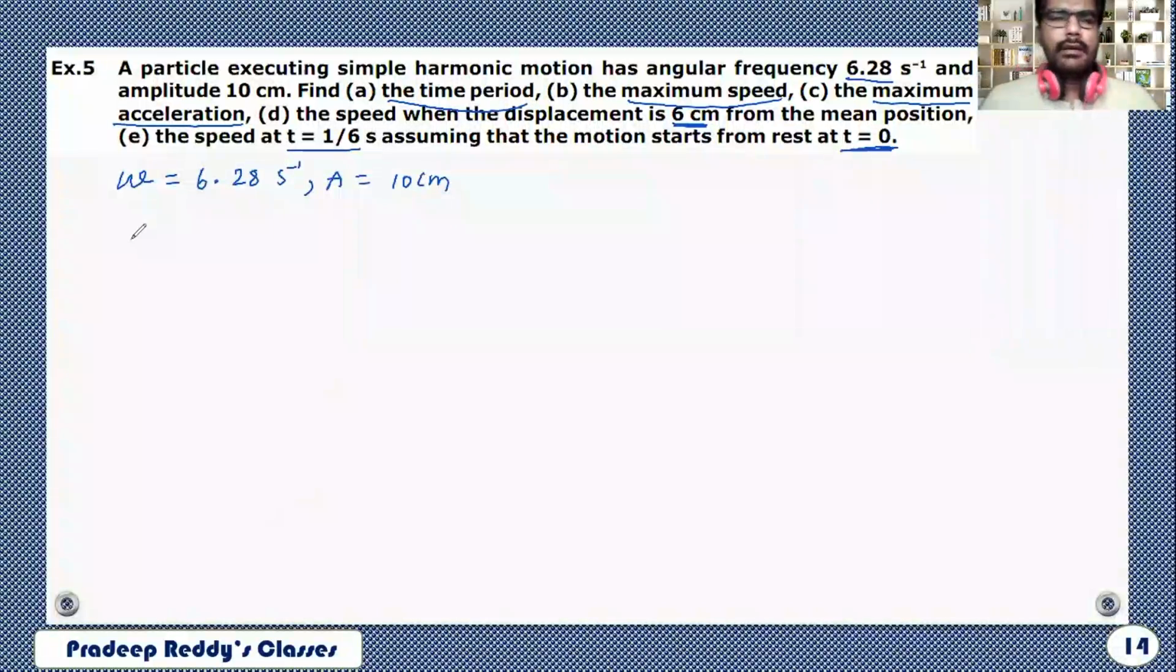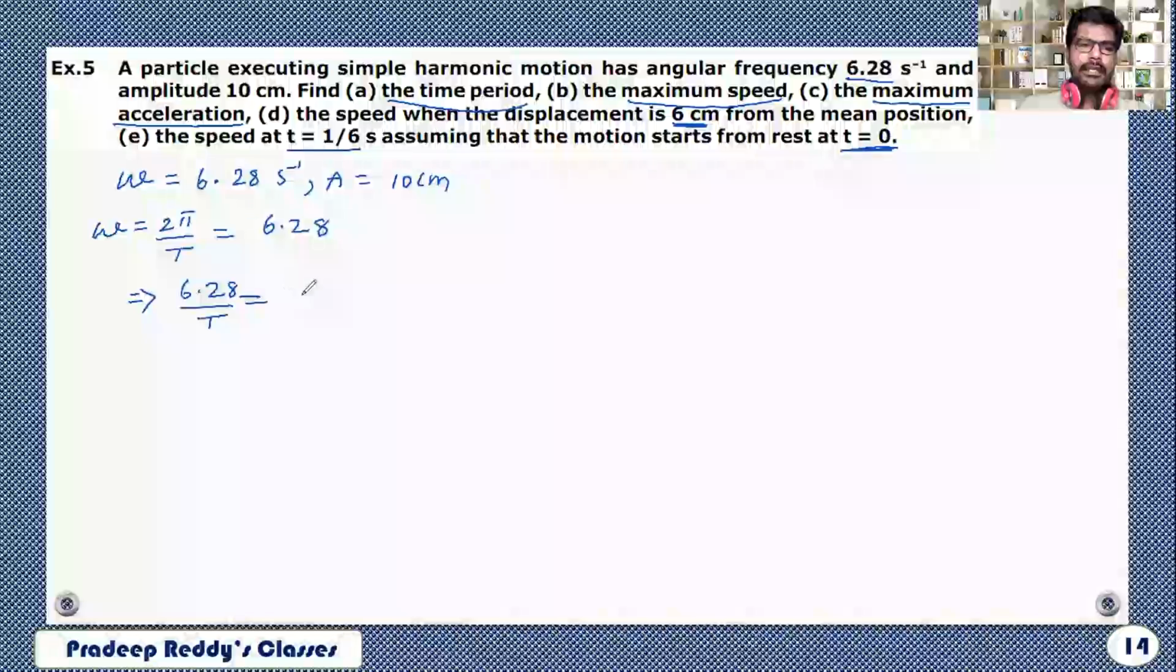Now we will use the concepts one by one and we will discuss. We will first find out time period. From the given data we have omega is 6.28 second inverse. As we know, omega is equal to 2 pi by capital T, which is 6.28. So 2 pi, which is 6.28, divided by capital T is equal to 6.28, and this gives you time period T is equal to 1 second.